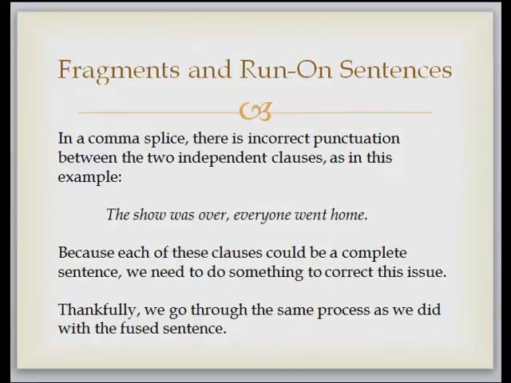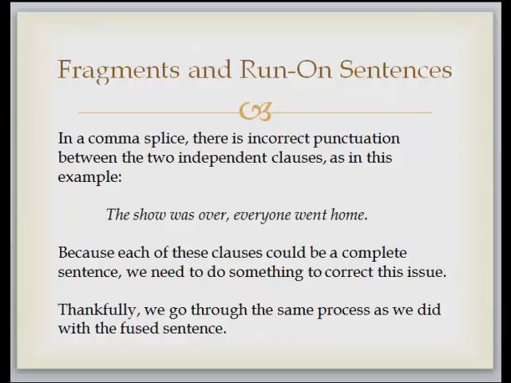Okay, so we've talked about fused sentences in terms of what run-on sentences are. Here's the second part. The second part is a comma splice. Now we've added the comma, but we've forgotten about the coordinating conjunction, right? So in a comma splice, there's incorrect punctuation between the two independent clauses, as in this example. Generally, this is a comma, right? Because it's called a comma splice.